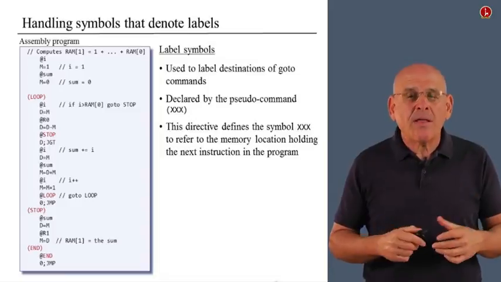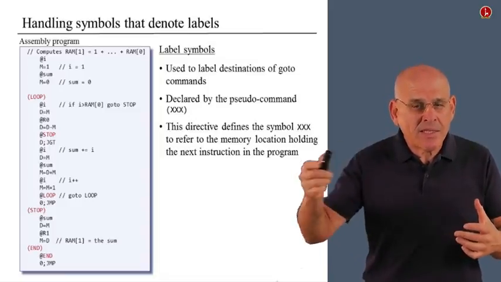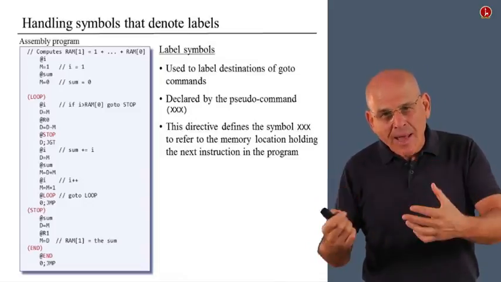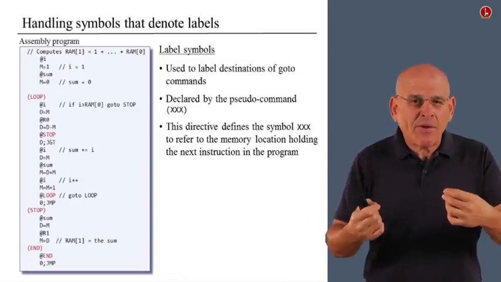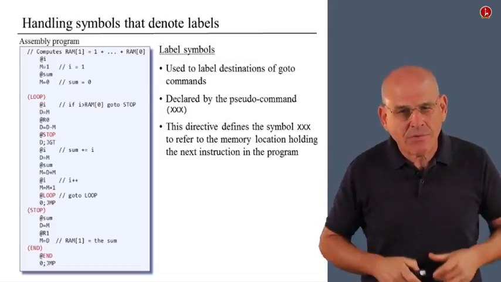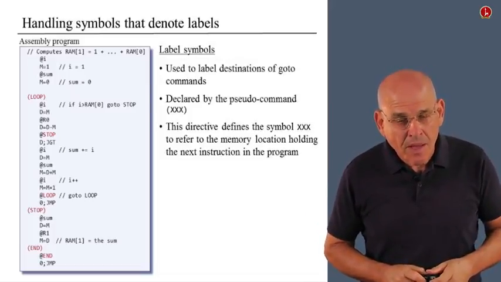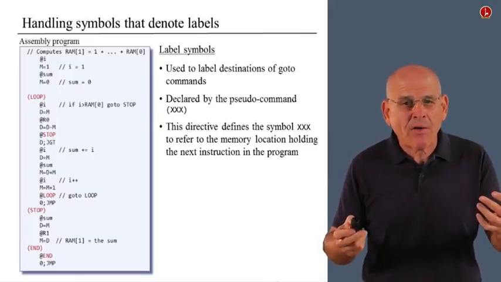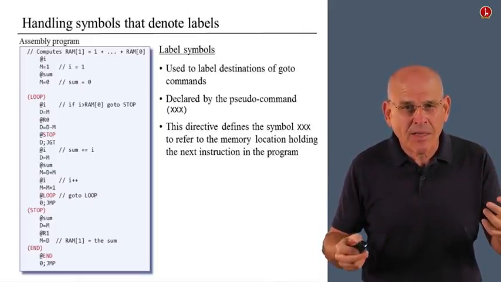Now, once we declare a symbol using round parentheses, the meaning of this declaration is that from now on, whenever we see XXX in the program, we mean to replace it with the address of the memory location that contains the next instruction in the program. Now, in order to make sense of what I just said, I have to keep track of instruction numbers, and that's what I do next.